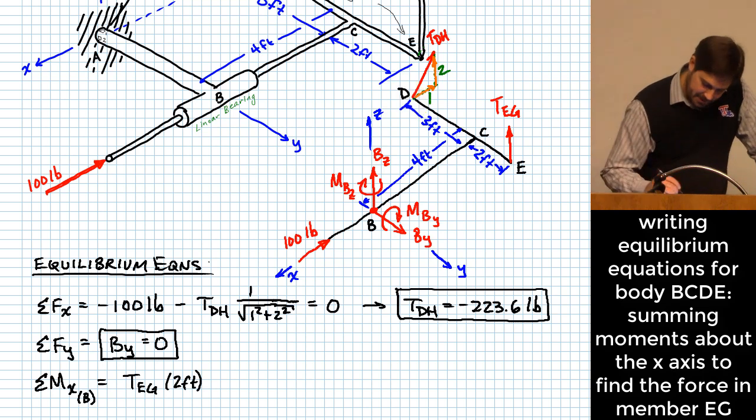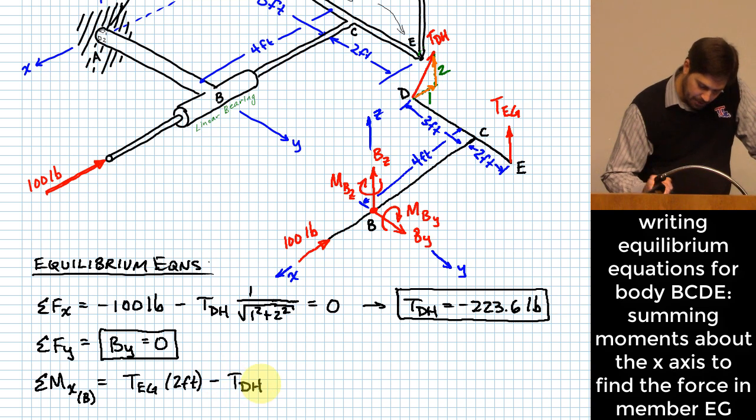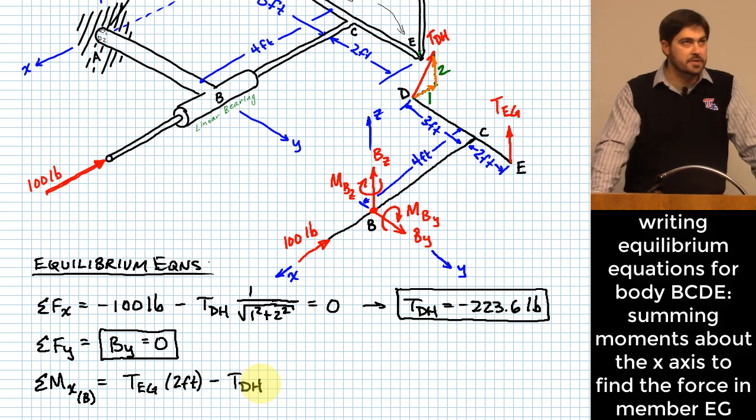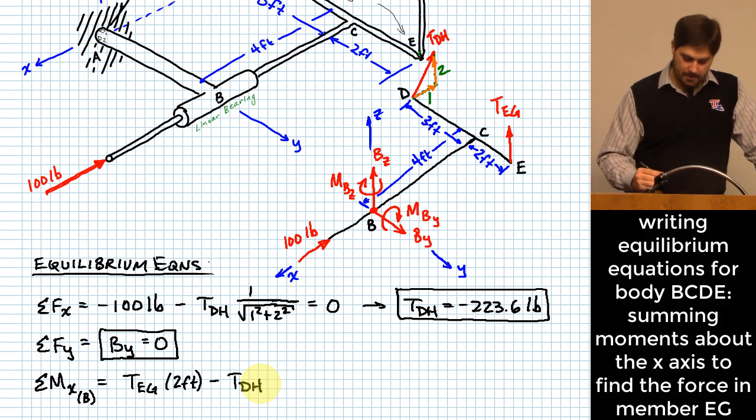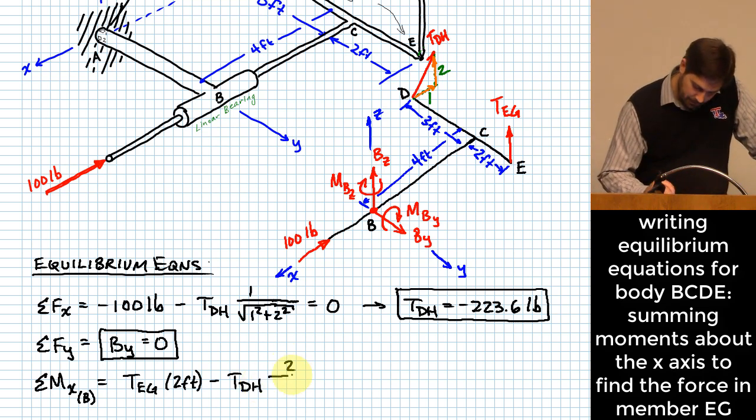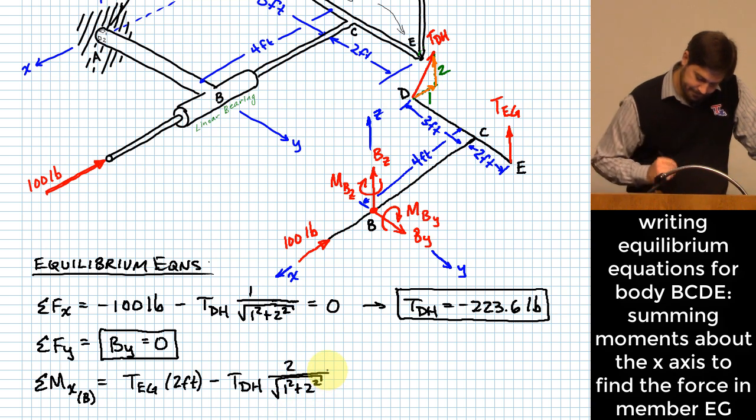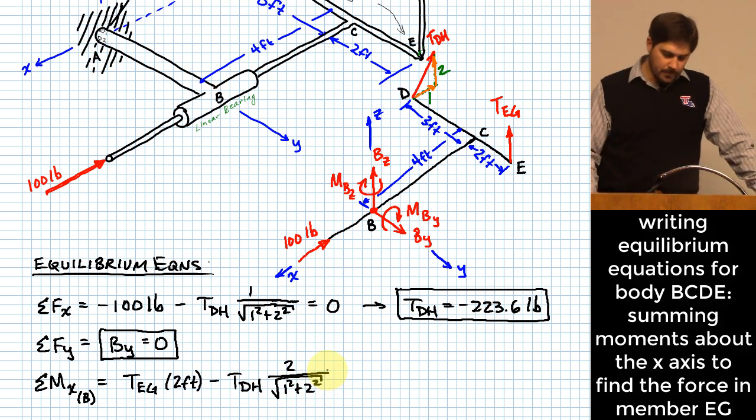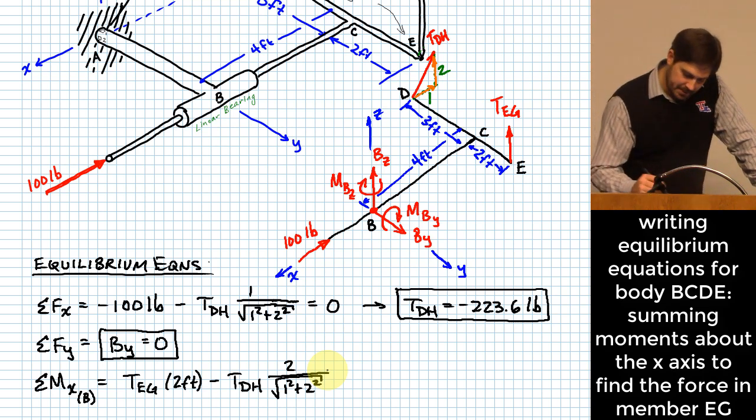So, I say minus TDH, okay, I would need to multiply by whatever it took to get just the vertical component. What do I need to multiply by there to get that? Okay, 2 over the square root of 1 squared plus 2 squared. Okay, so far all I've done is I've picked off the vertical component of TDH. What else do I need to have here? The distance, so 3 feet.